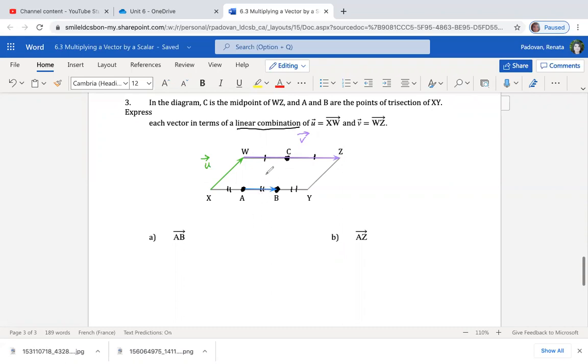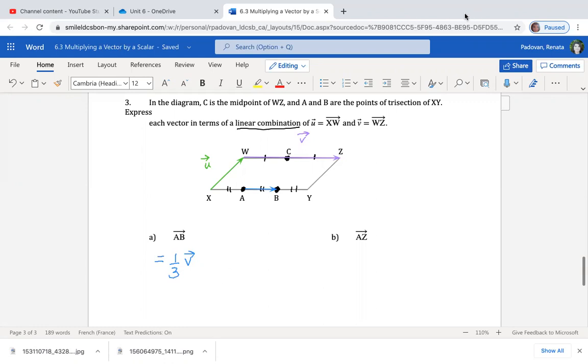Because again, if this is a parallelogram and the top is parallel to the bottom and this length would be equal to this length, then AB would be 1/3 of WZ. And now WZ is vector V, right? So if it's 3 parts, I just say that vector AB is then 1/3 of vector V. And you could write that as vector V divided by 3, however you want to do that.